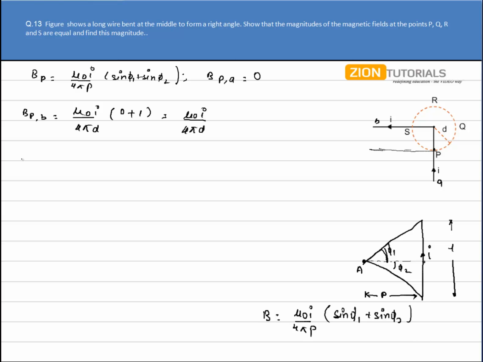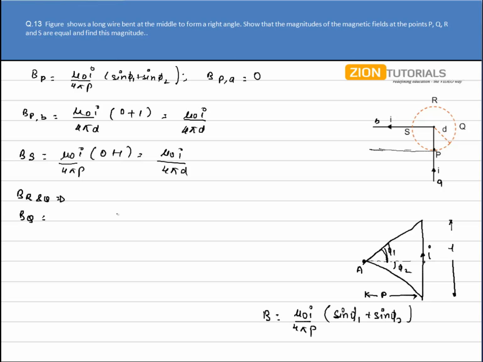Now similar is the case if I calculate the magnetic field at point S. Alright, I do have mu naught I by 4 pi d, again sine 0 plus 1, mu naught I by 4 pi d. Fine. Now calculating the magnetic field at point R and Q. Alright, both will be same. I'll calculate only for one, let's say for point Q.